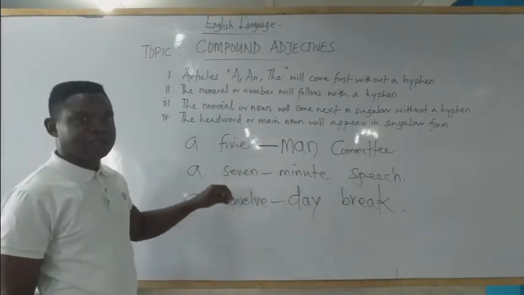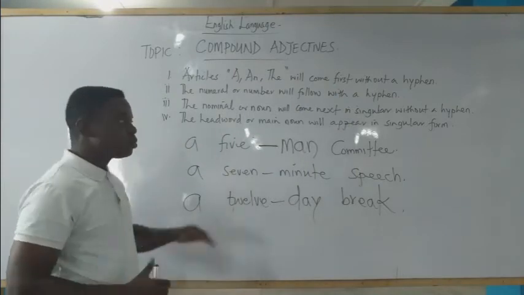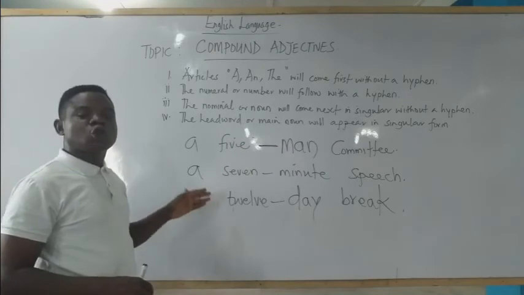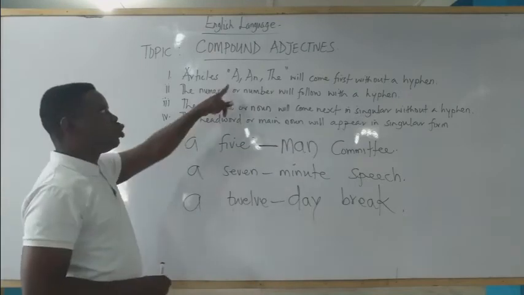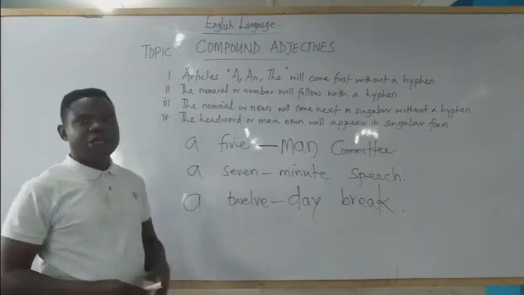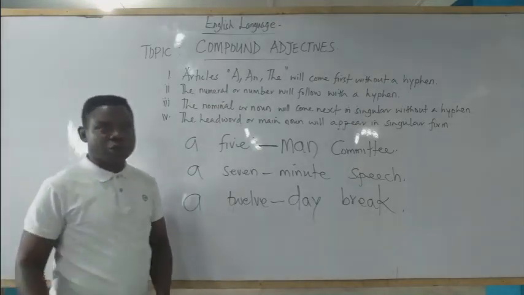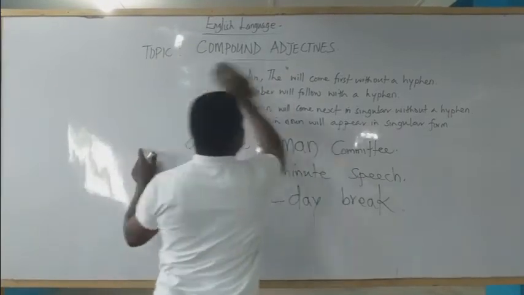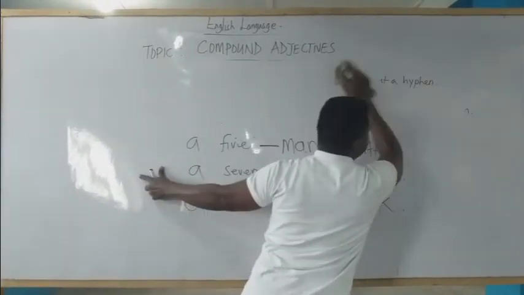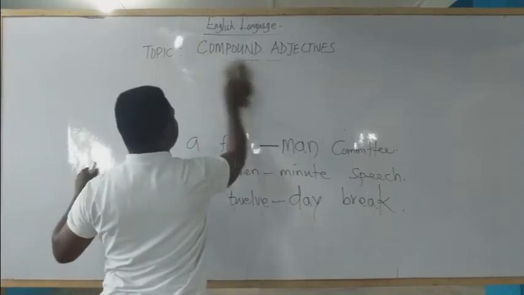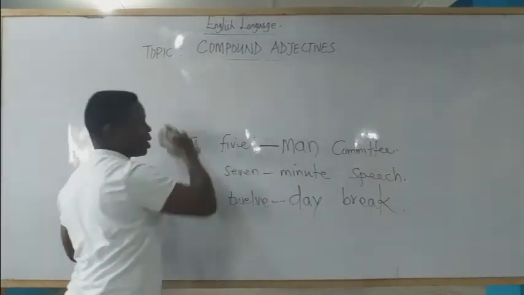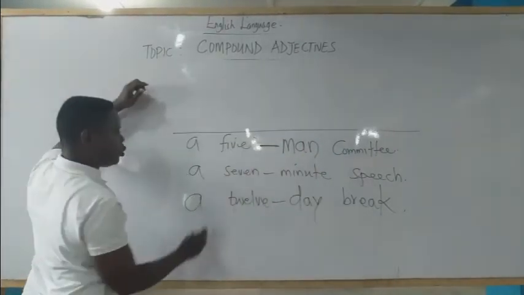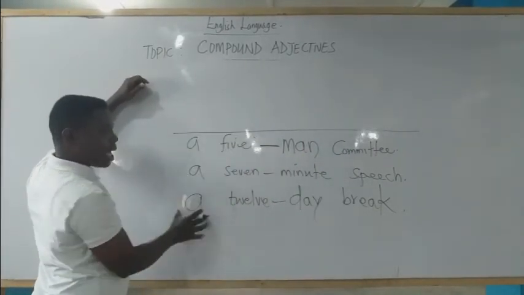compound adjectives. Now, note. In forming compound adjectives, we may decide not to use articles. We may not use the articles A and D. If articles are not used in the formation, take note, then you have your number first. Number will come first, followed by nominal, then followed by head word. Look at this arrangement. I said, in case you don't have articles.